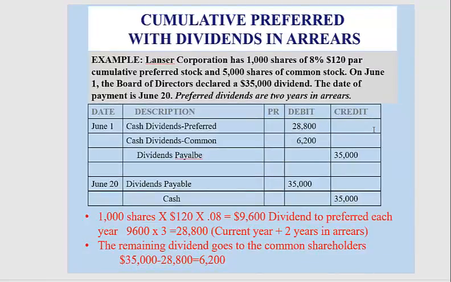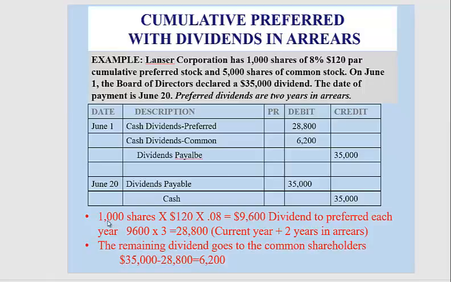Next, we'll look at cumulative preferred stock with dividends in arrears. We've got the same situation with Lancer, with 1,000 shares of preferred and 5,000 shares of common. They declared a $35,000 dividend, but this time preferred dividends are 2 years in arrears. So that means that before the common shareholders can receive any dividends, the preferred stock has to get the current year dividend plus the dividends for the previous 2 years. So first, let's calculate how much that is.